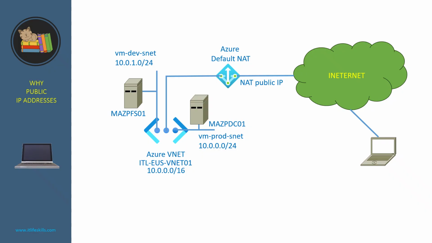For the outbound traffic, by default, MAZ-PDC01 is allowed to access any resources within the VNet or the internal network as long as it is allowed by the network security group, and it can access the internet via the Azure default NAT, and it will get the NAT public IP, which is managed by Microsoft and can be changed at any time.